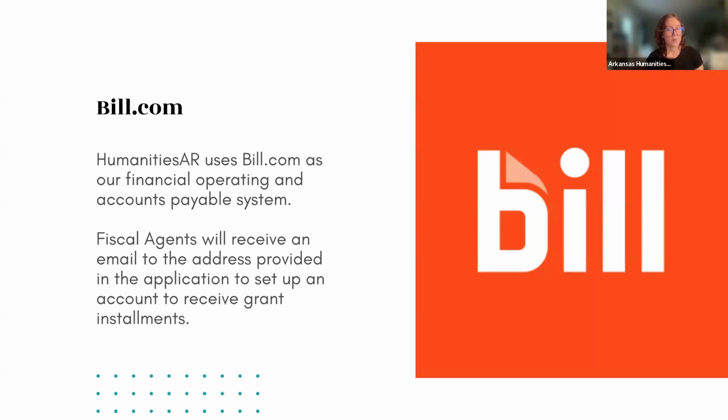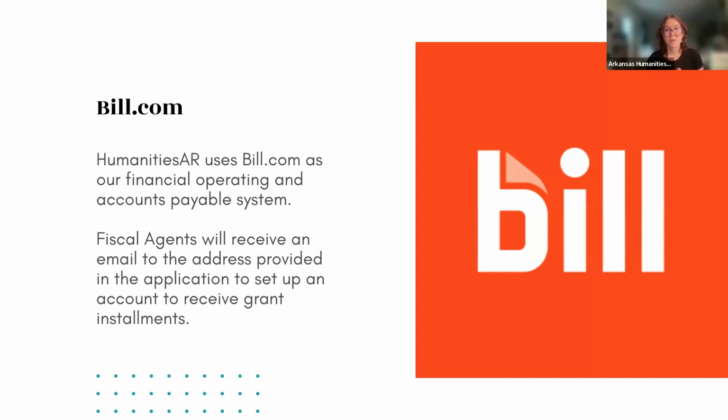Once you have submitted your paperwork and it's approved, whether it be your grant agreement, initial payment request, or final report, you'll receive a message from bill.com if you're doing direct deposit. That is our financial operating system and our accounts payable system. When we ask for your fiscal agent's email address, this is why: so they can get an email directly from bill.com to set up an account so we can pay directly to you. For the folks who don't do direct deposit, checks will be mailed.